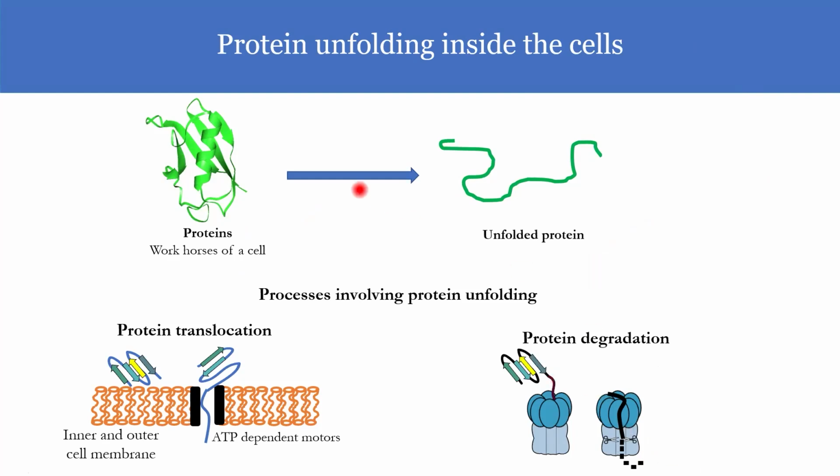So why is protein unfolding important? If you see a simple cell, there are various compartments in the cell, like the extracellular and the intracellular parts. Proteins have to go from one part of the cell to another part of the cell, right? And for going from one part to another, how many of you are aware of the process called diffusion? What is diffusion?